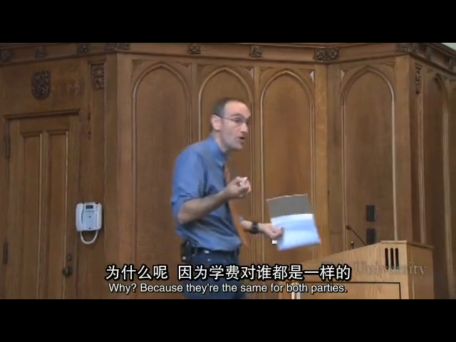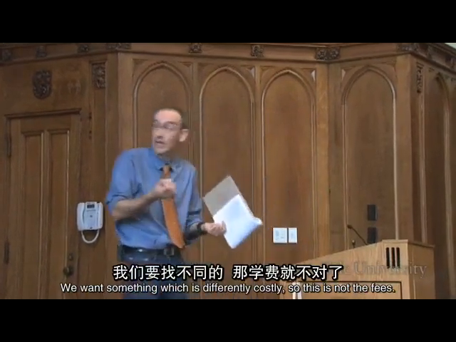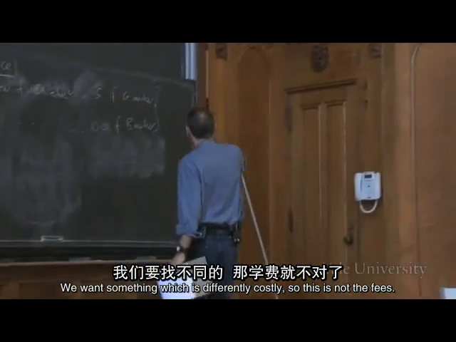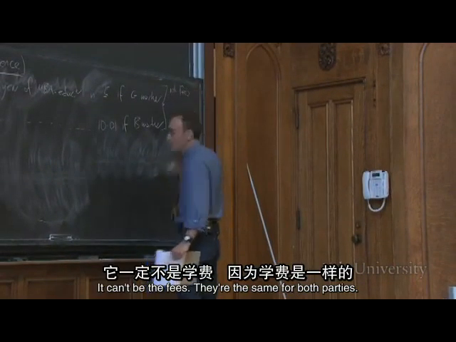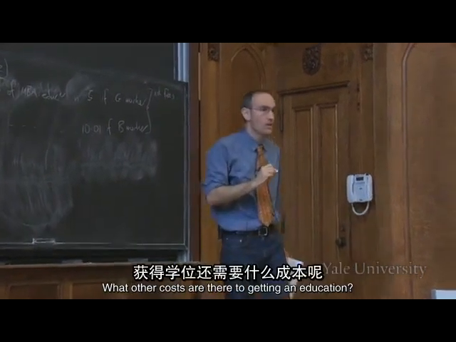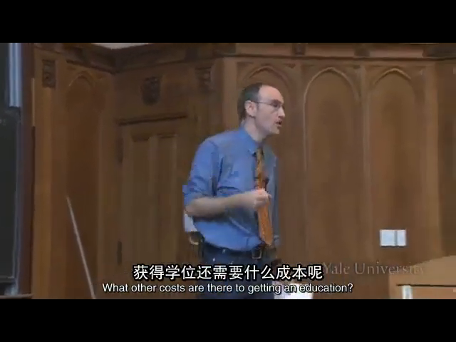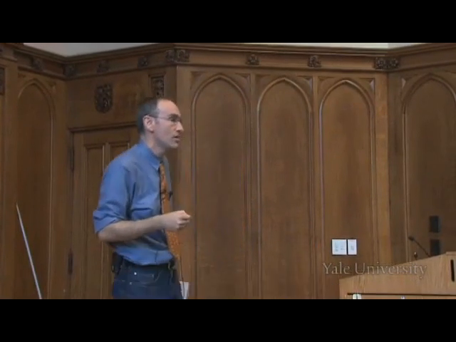Why? Because they're the same for both parties, right? We want something which is differently costly. So this is not the fees. It can't be the fees. They're the same for both parties. What other costs are there? What other costs are there to getting an education?